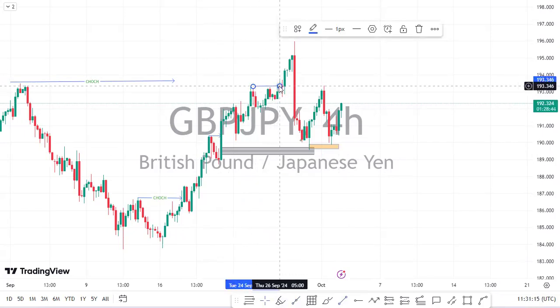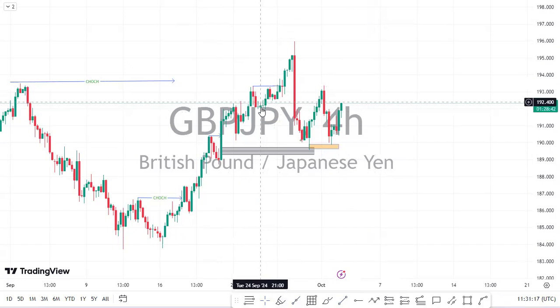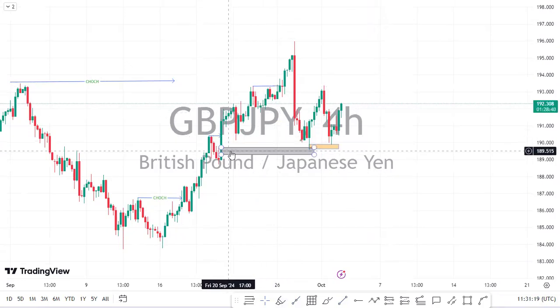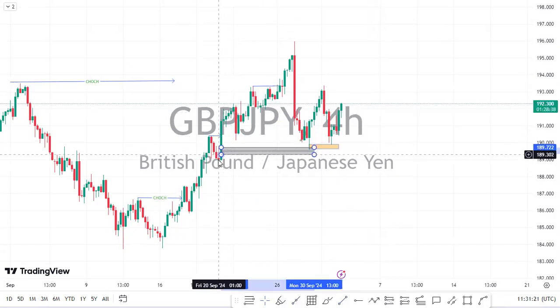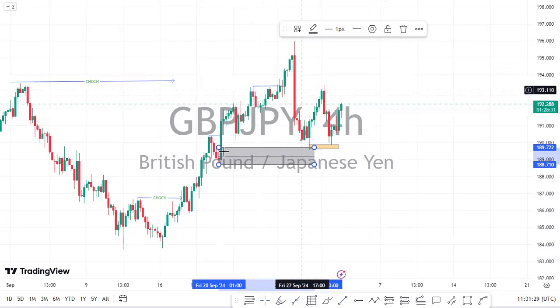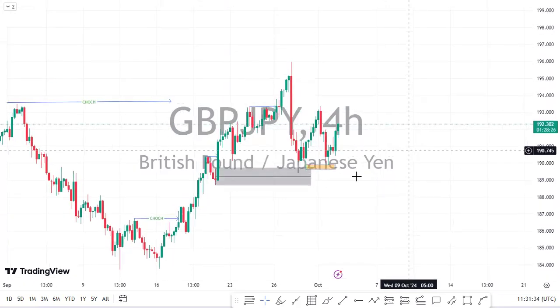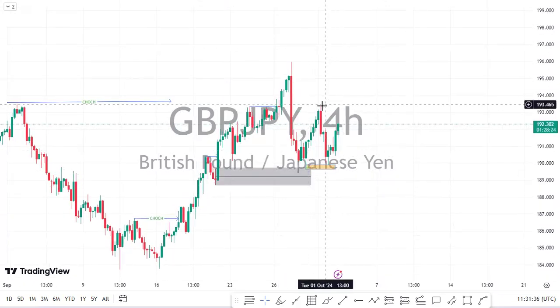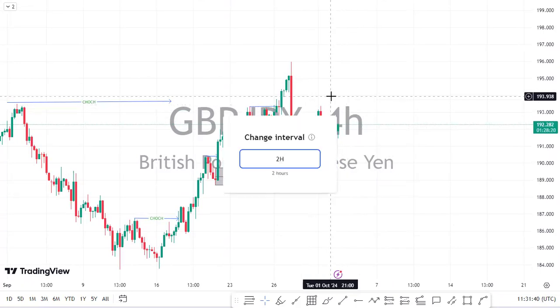Boom. Now, this break of structure here, this was the order block. Because this order block had not been mitigated, when price just went up and broke another structure here, you can see price came back to mitigate this order block. So this has been mitigated, and we have boom, price springs up. So now 2 hours time frame.